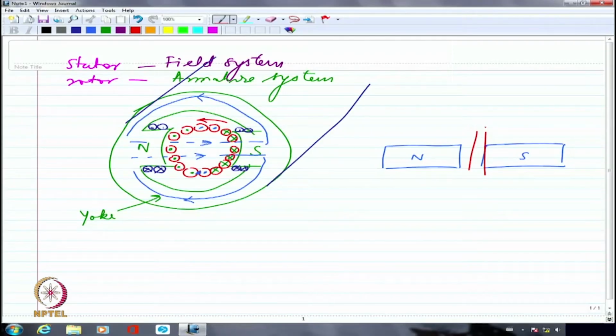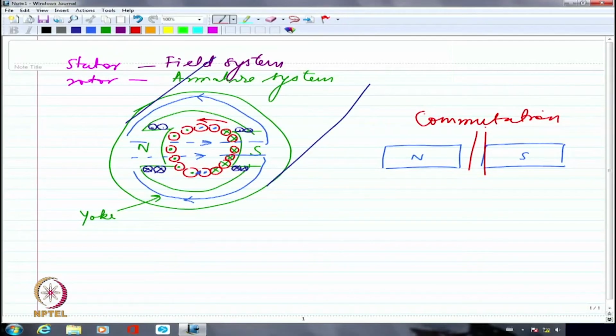This process of changing the current from positive to negative and negative to positive, we call commutation, which we will discuss in detail at a later class, not today. Because first of all, we'll have to understand the EMF equation and torque equation for a DC machine. Then we'll classify the DC machine. After classification, we'll be looking at exactly how each of them works. And when we are looking at each of them working in detail, we will also look at commutation.